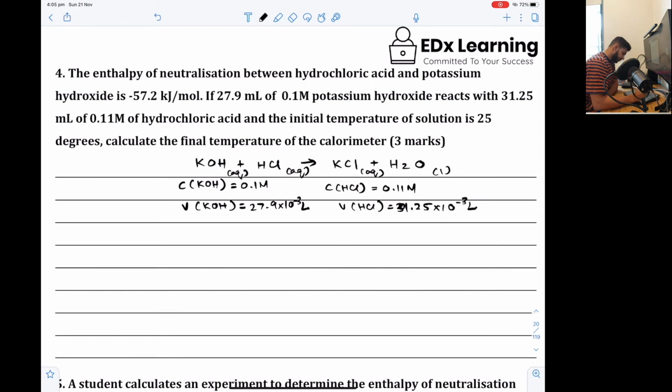Okay, what else do we have? What are the data? And then we also have the initial temperature. Okay, and let's say I'm stuck now. What should I do? As in, like, what's the next step?